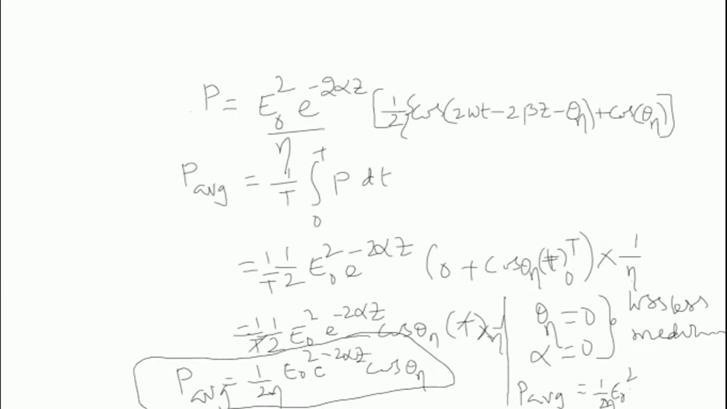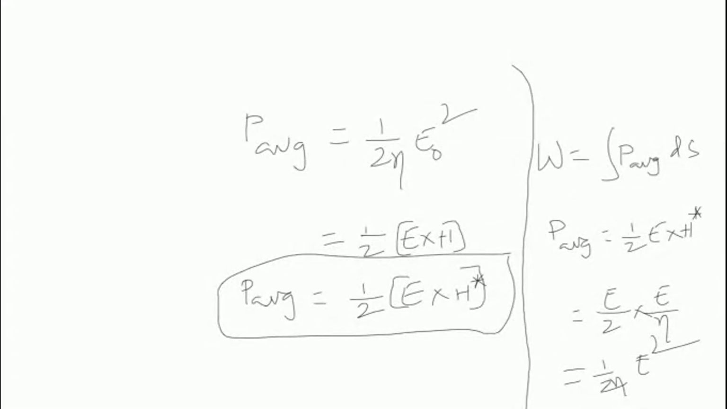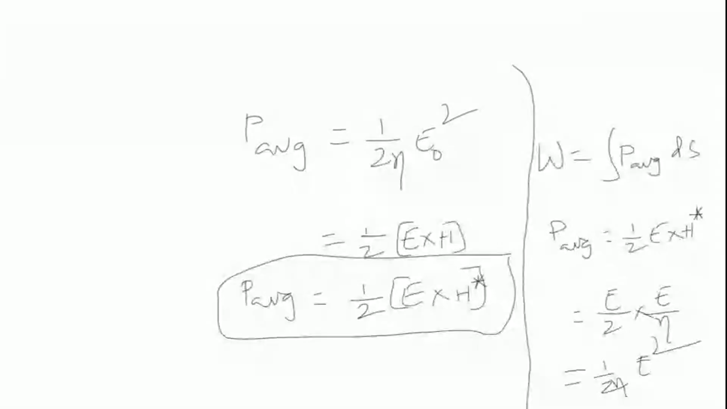And after that, for the complex quantities, if E and H are in the complex form, then we can write P average equal to 1 by 2 real part of E cross H conjugate. Otherwise, we can write P average equal to 1 by 2 eta E square. So what is the importance of this P average? We can determine the average power flow through a given surface by using it. Power flow W equals integral of P average dot ds.